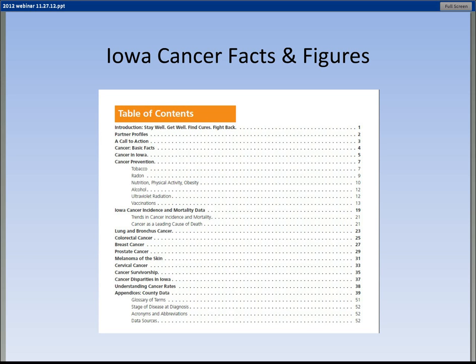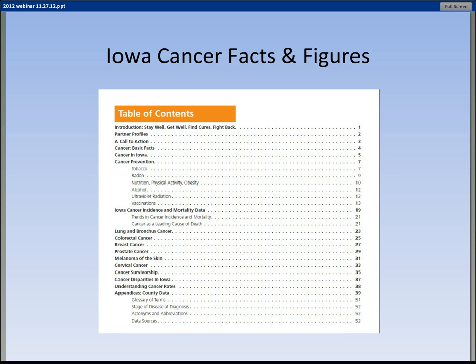If you go to each of those sections, you'll find additional information on lung, colorectal, breast, prostate, skin melanoma, and cervical cancer. So we have survival data, incidence and mortality. We also did some survival information, the cancer survivorship. We put in some cancer disparity information as well as understanding cancer rates. And then we have a glossary of terms and that sort of thing.